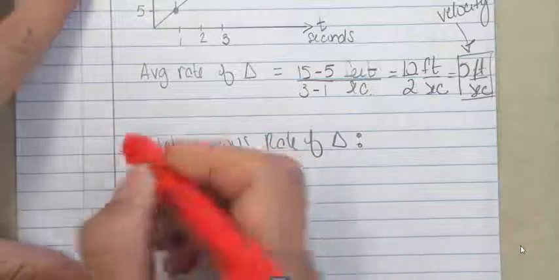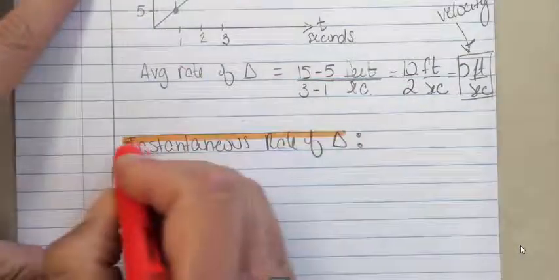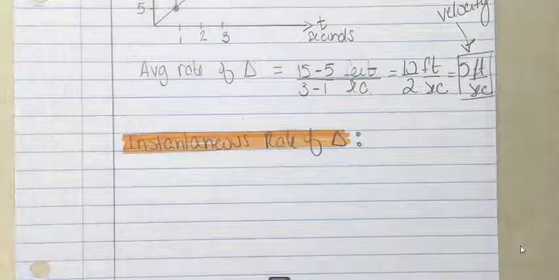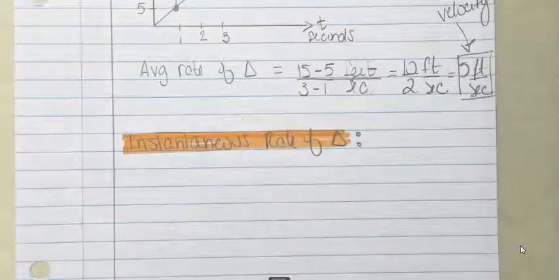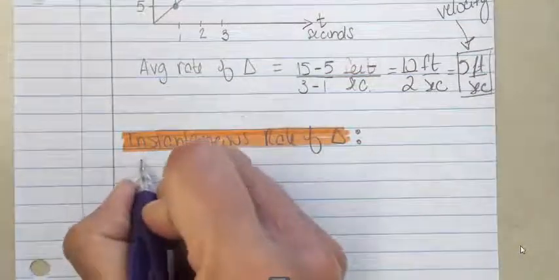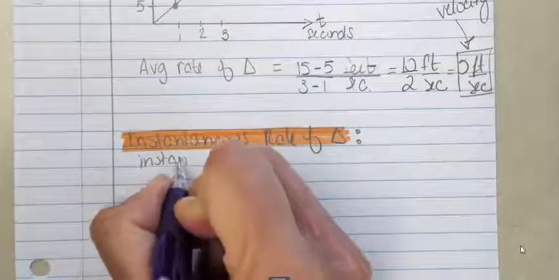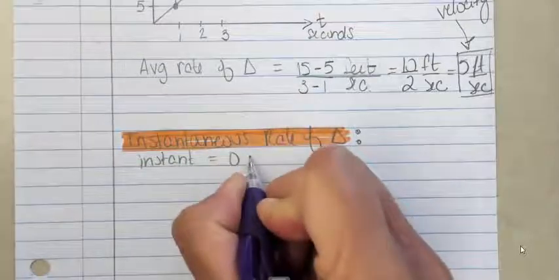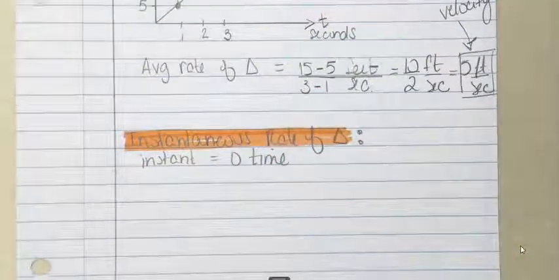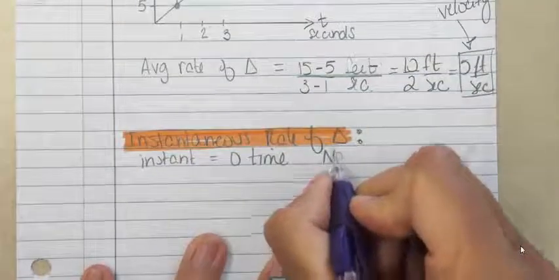Okay, well, what does instant mean? I guess that's what we really need to think about. What does it mean for something to happen in an instant? Well, an instant means 0 seconds or 0 time, right? Time hasn't passed at all. So an instant equals 0 time, right? So that means that there's no change in time.